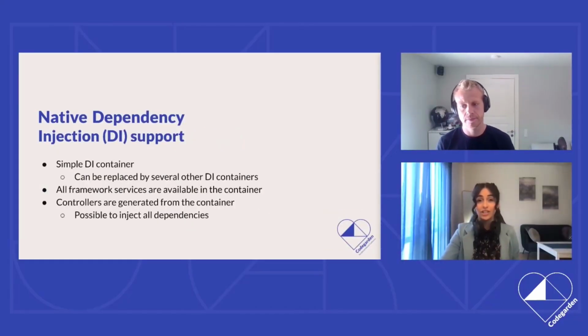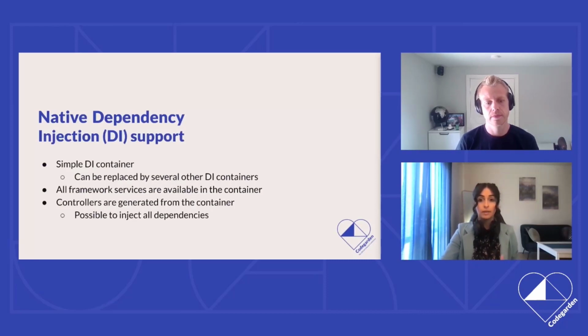Now, Dependency Injection is a first-class citizen. The web framework contains a simple DI container that can be replaced with several other containers as they all use the same common abstraction. Umbraco simply relies on the native container. All framework services are available from this container, so you can just inject all the dependencies that you need almost anywhere, views, filters, or areas where it wasn't possible in the old framework.